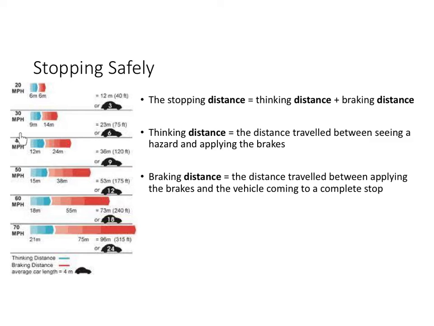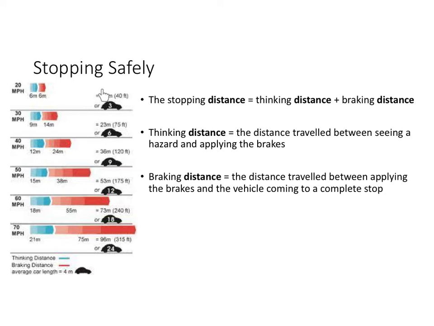So we can see that as our velocity increases, as our speed increases, our thinking distance increases. If we look at the braking distance, that also increases. Remember, thinking distance is the distance travelled between seeing a hazard and applying the brakes. Braking distance is between applying the brakes and coming to a complete stop. You can see at 70 miles an hour, the national speed limit, it's 24 car lengths or 75 meters. So 100 meters is obviously how far you would sprint on sports day or in PE.